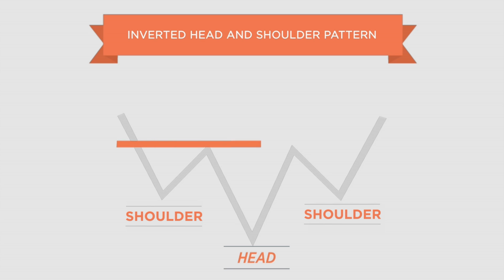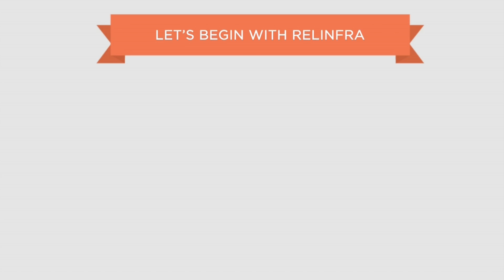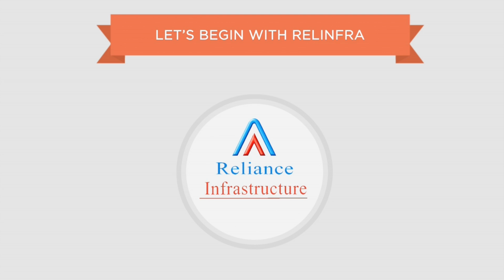We also have a support line here, also called the neckline. And finally, when this neckline breaks, we know that the market has reversed and the trend is now upwards. At this point, after the breakout and the neckline is broken, the pattern is considered complete. Enough of animation. Let's see a real chart. Wouldn't you like that? Let's start with Reliance Infrastructure.